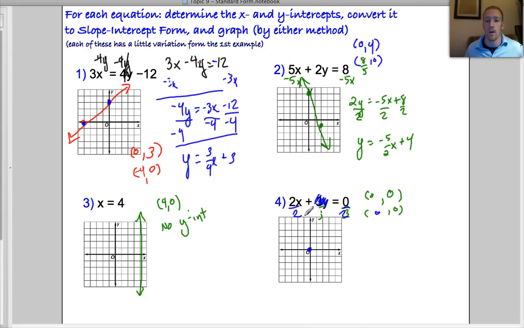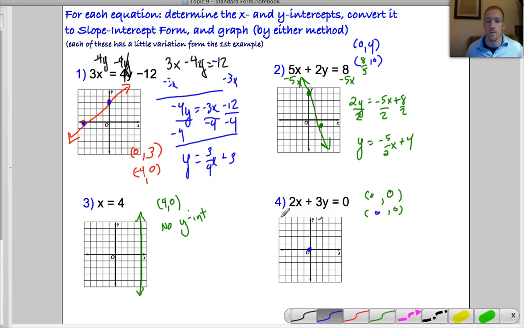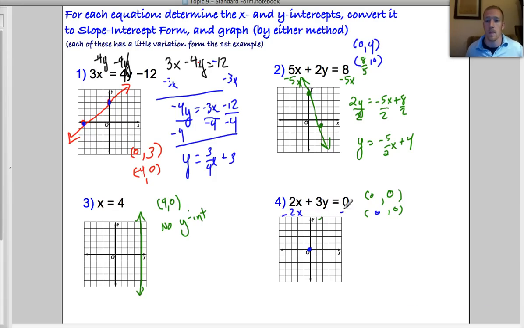So minus your 2x. And we get 3y equals negative 2x. Divide by 3. So I have y equals negative 2/3 x. So my intercept is here, and then down 2 over 3. Or continue the pattern up 2, back 3. Alright, so that's all that you have to do.